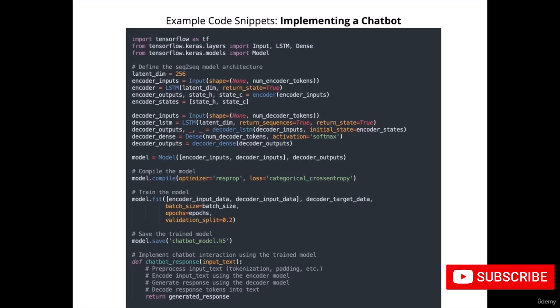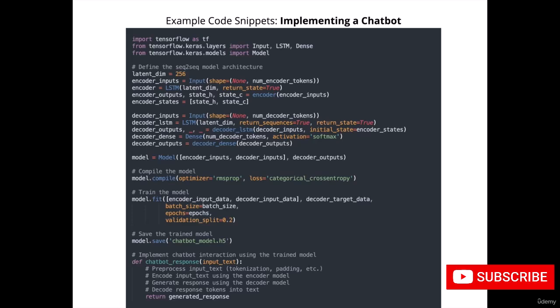Then we compile the model by calling the compile function. We pass the optimizer as RMSprop and loss function of categorical cross-entropy. Then we train the model by calling the fit function and pass it an array of encoder input data, decoder input data, and then pass the decoder target data. Next is the batch size, epochs, and validation split. Now save the trained model by calling save. You can also deploy it here. And then finally implement chatbot interaction using the trained model by creating a chatbot response function, get the input text in there and return the generated text.